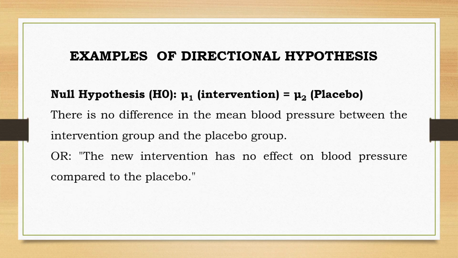first of all, let us look at the null hypothesis. The average blood pressure for the individuals that took the medication is equal to the average blood pressure of the individuals that took the placebo, which means that there is no difference in the mean blood pressure between the intervention group and the placebo group. Or the new intervention, the new medication, has no effect on blood pressure compared to the placebo.